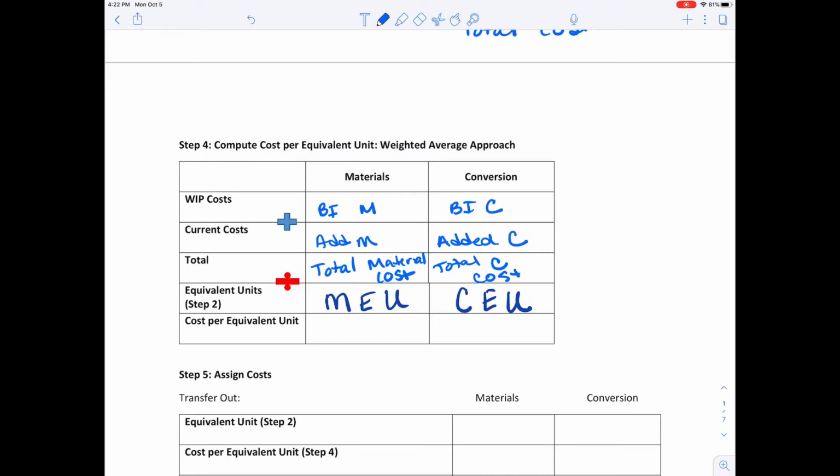We do that by taking the total material cost and dividing it by my equivalent units for materials, and I get my cost per equivalent unit for materials. And then the same thing for my conversion.